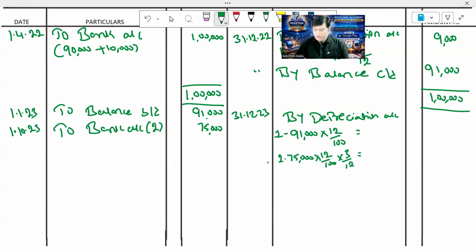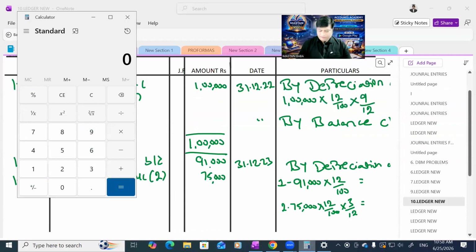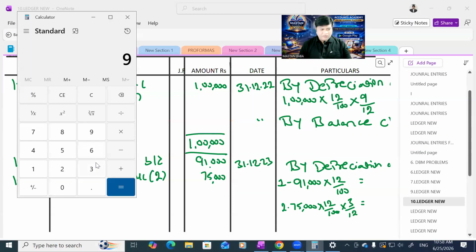If you are intermediate students, you are not supposed to use calculators. Of course, if you are CA Foundation or BCom students, you can use calculators. So for the first one, I'm using the calculator here. Intermediate students, it is a simple calculation, you can do it on rough paper. I can't create rough paper, so I'm doing it here. 91,000 into 12 by 100 comes to 10,920.